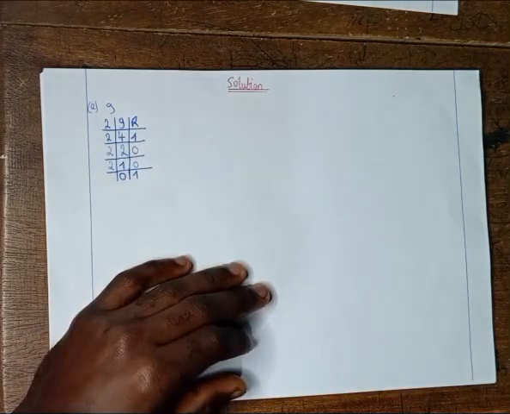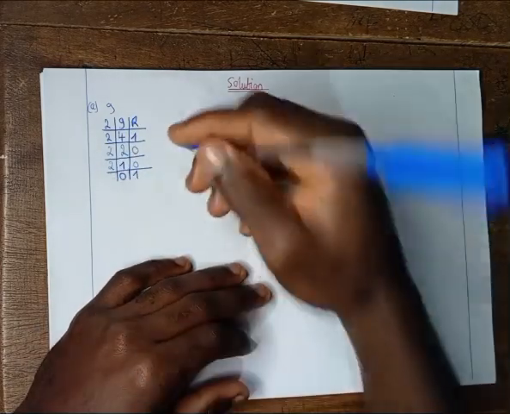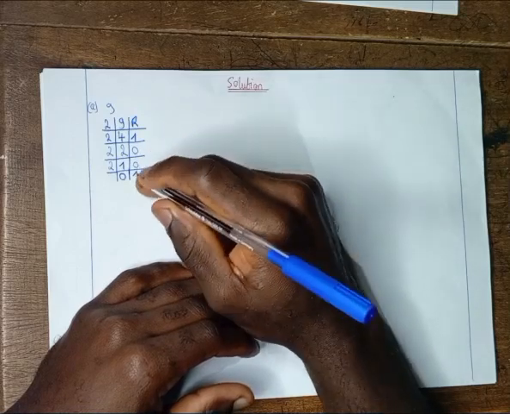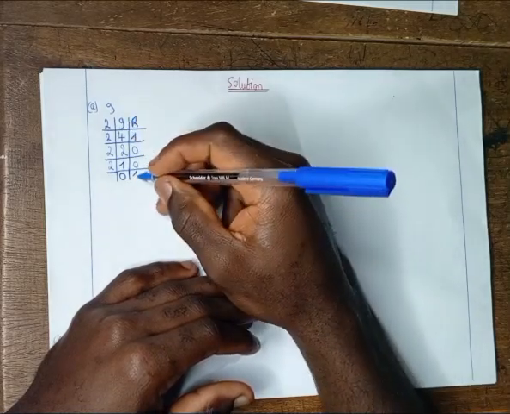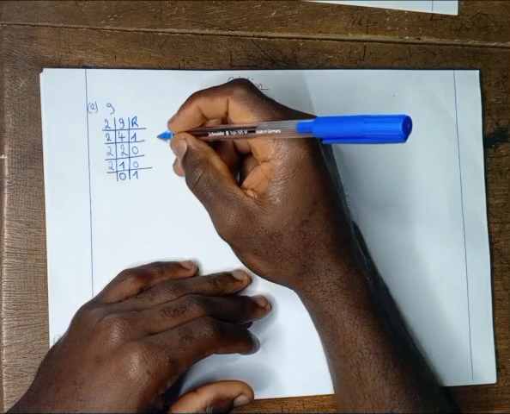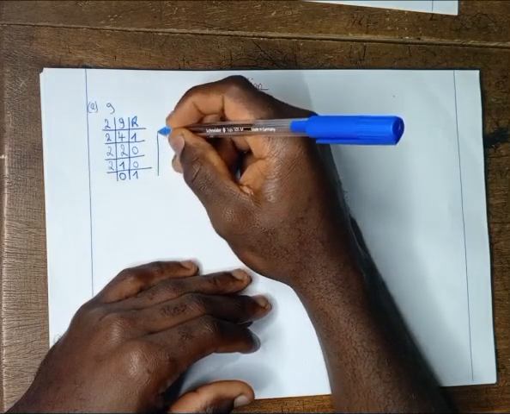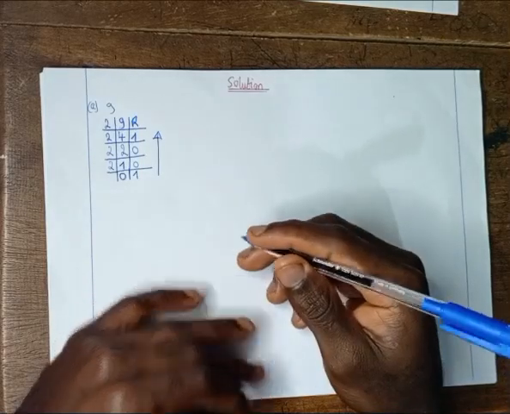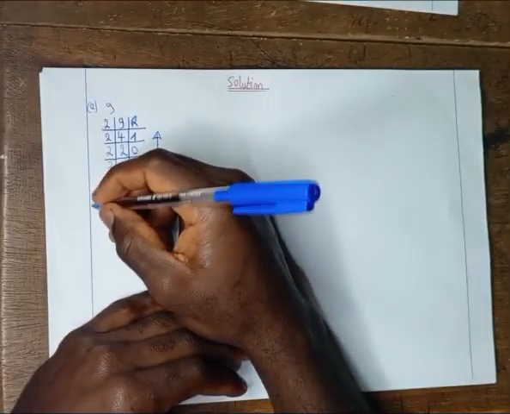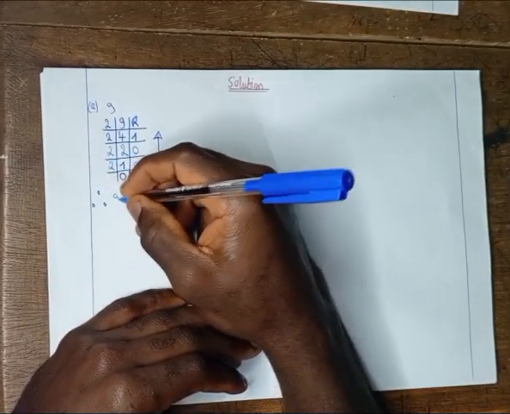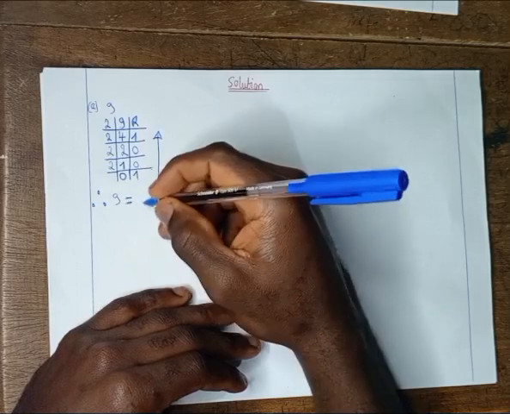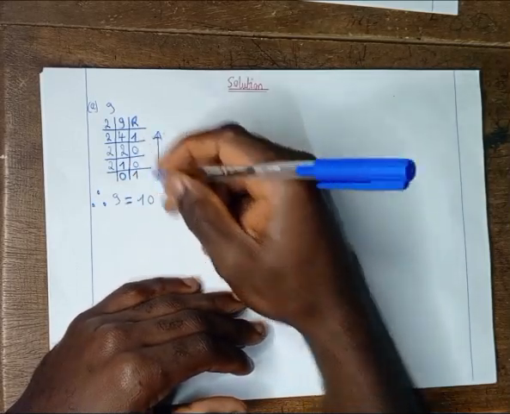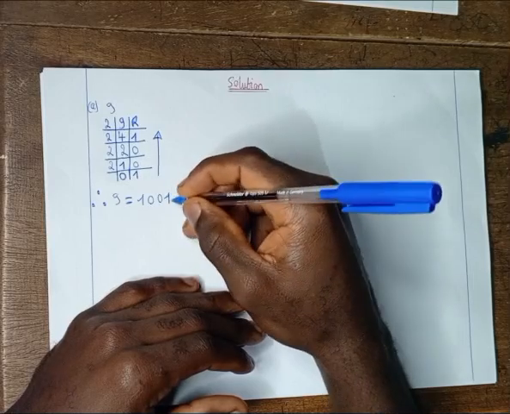When we arrive at 0, next we are to copy the remainders from the last remainder to the first, that is, from bottom to top. So we put an arrow as such, indicating the direction in which we have to copy the remainders. Therefore, the number 9 in base 2 is simply 1, 0, 0, 1.